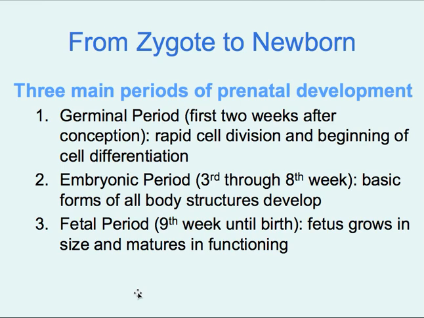in this germinal period. The second period of prenatal development, so we're talking about prenatal development here, this is prior to birth. The second period is called the embryonic period. This is from the 3rd through the 8th week, and here the basic forms of all body structures develop. The embryonic period begins when the zygote embeds itself in the uterine wall of the female.